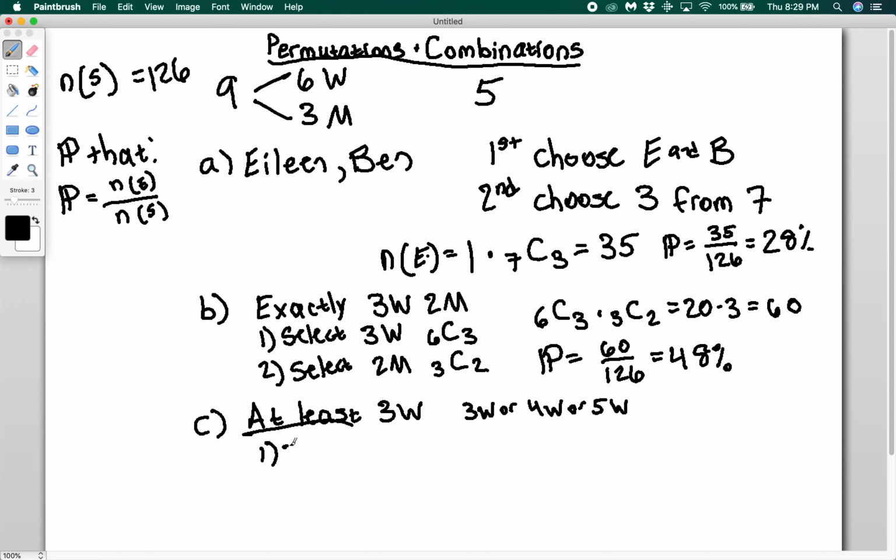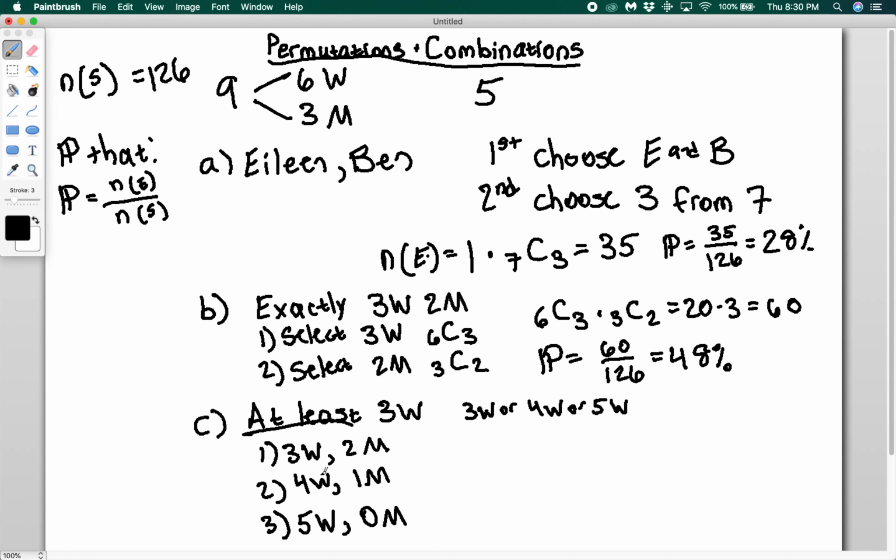We're going to say, what's the probability that I have 3 women and then 2 men? What's the probability that I have 4 women and 1 man? Or what's the, not probability, I keep using that word, what's the number of ways that you can have a committee with 4 women and 1 man? And then what's the number of ways you can have a committee with 5 women and 0 men?